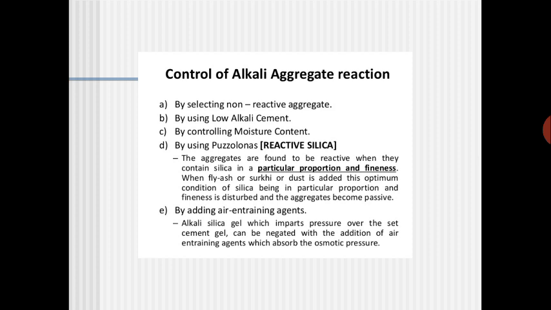Then by using some of the pozzolans, like fly ash, surki, lime, which is going to decrease this AAR reaction. By adding some air entraining agents: normally if the bulging is going to happen, or if the gel is forming, that gel can be suppressed by entering nitrogen gas into the concrete, which is going to decrease the AAR reaction.